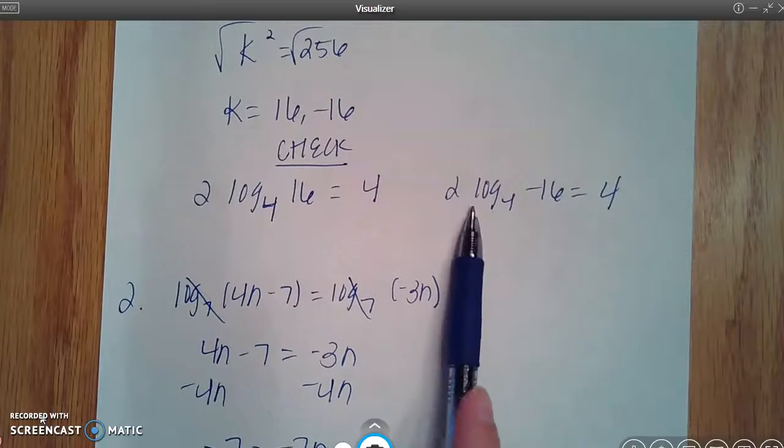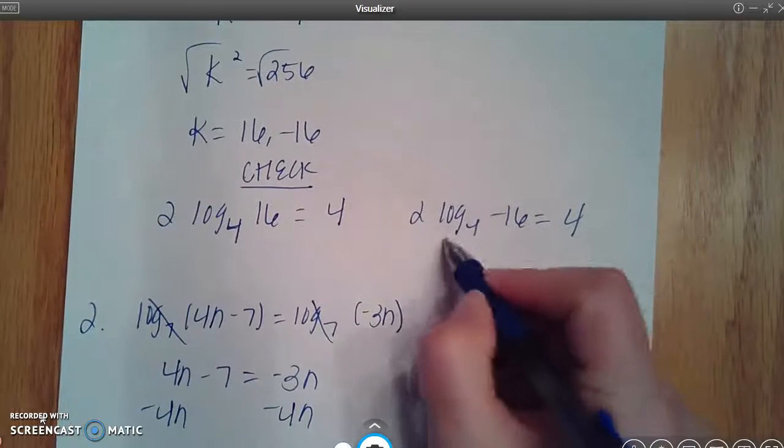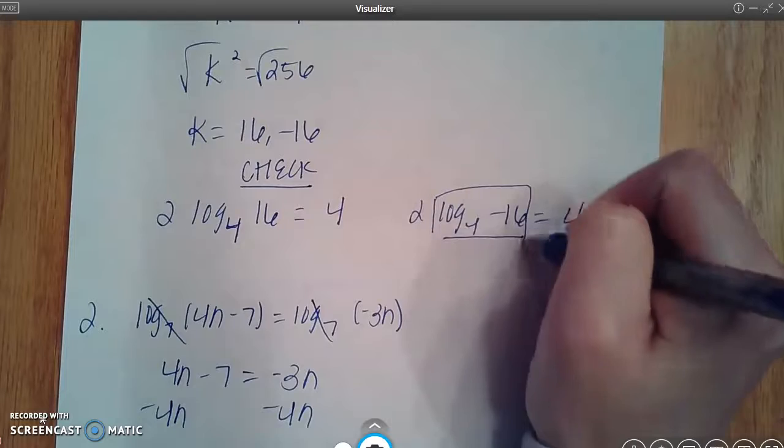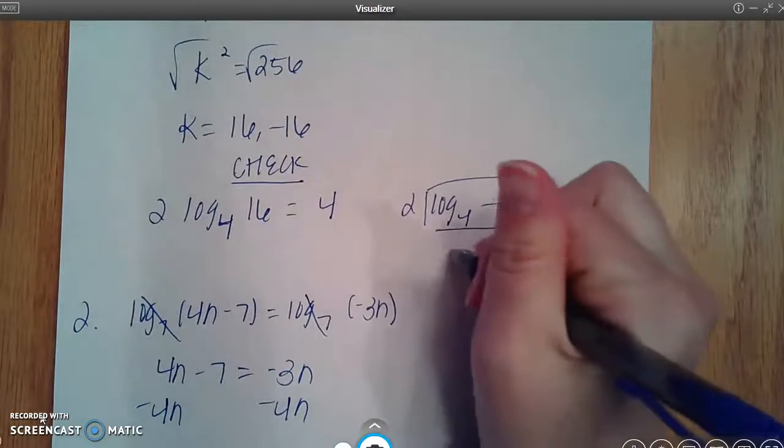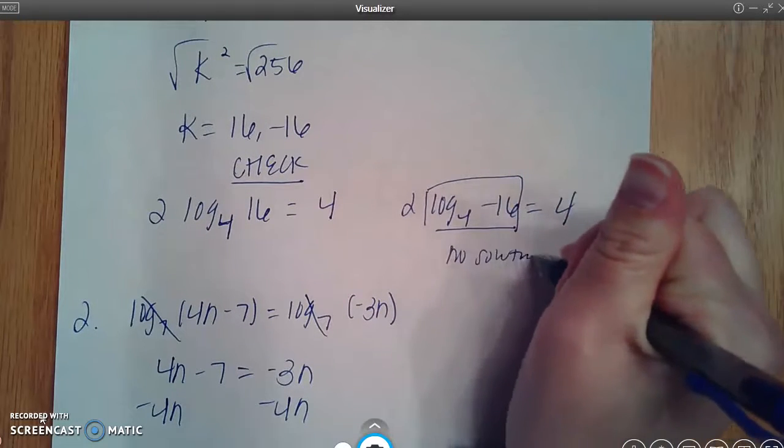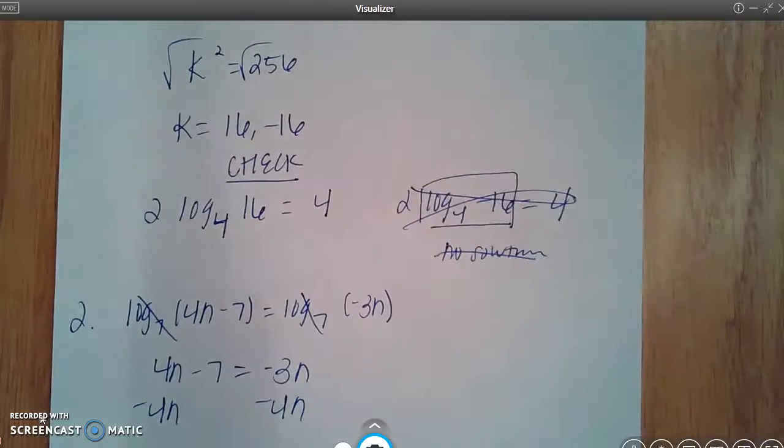The reason why this answer over here does not work is that you cannot take the log of a negative number. This would give me a no solution, or technically it just wouldn't work out.